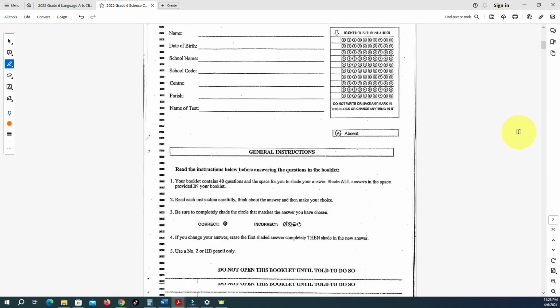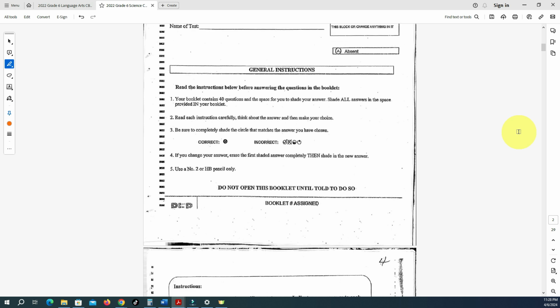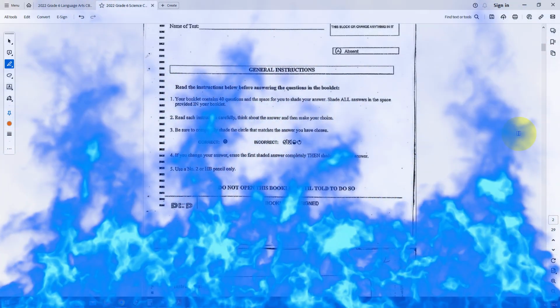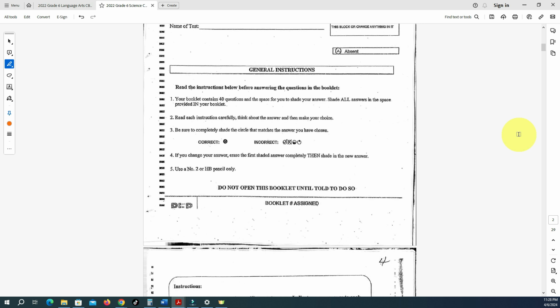Let's jump in, parents. So, first is first, let's read the instructions. It says your booklet contains 40 questions and the space for you to shade your answer. 1. Shade all answers in the space provided in your booklet. 2. Read each instruction carefully, think about the answer, and then make your choice. 3. Be sure to completely shade the circle that matches the answer you have chosen. So here's the correct way to do it, and here's the incorrect way to do it. Ensure you shade the entire circle. Incorrect way is to put a tick or X. Alright, if you change your answer, erase the first shaded answer completely, then shade in the new answer. And finally, ensure you're using a number 2 or HB pencil to do your shading.